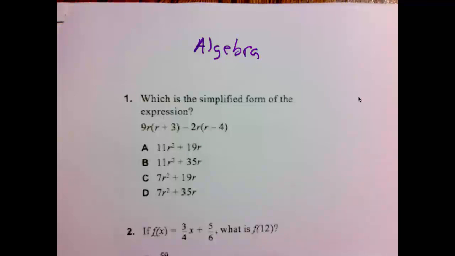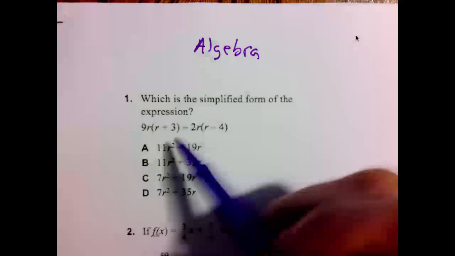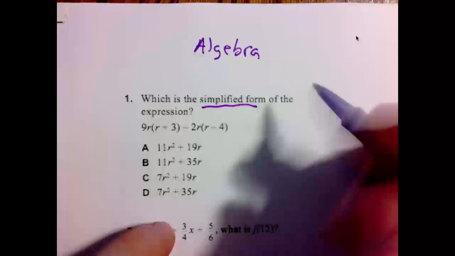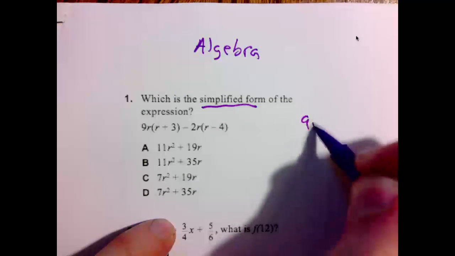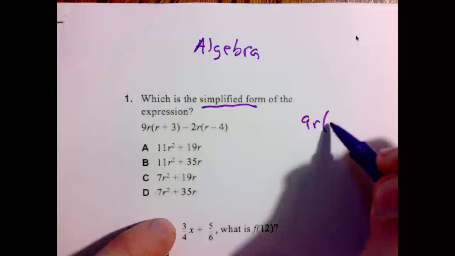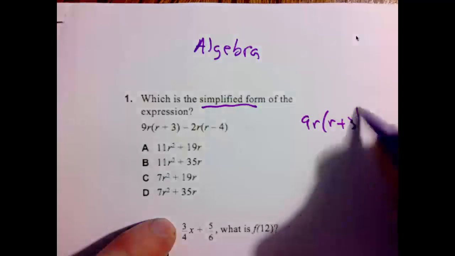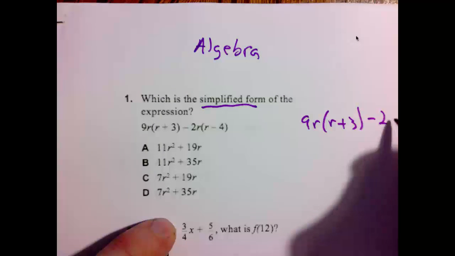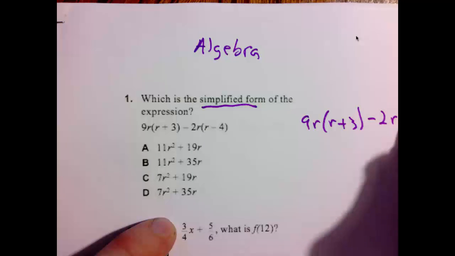Alright, in this video we're going to be grading our quiz. The first one says to simplify the expression. We have 9r times r plus 3 subtract 2r parentheses r minus 4.